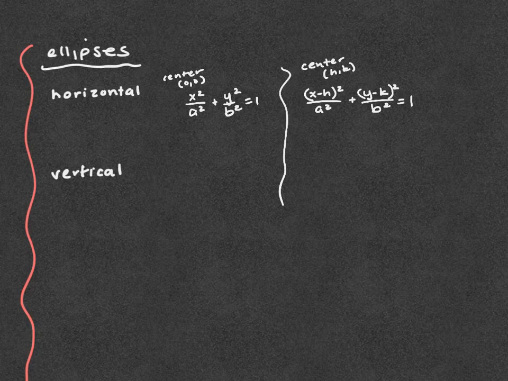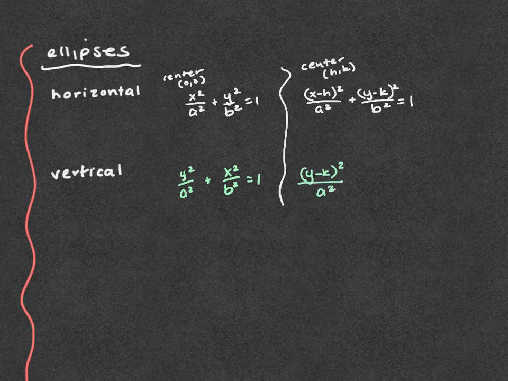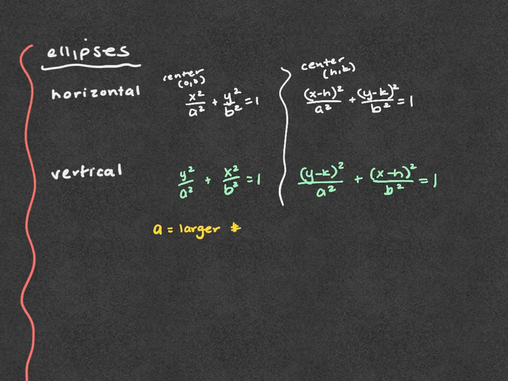The vertical, again, if the center's at 0, 0, would be y squared over a squared plus x squared over b squared equals 1. And (y minus k) squared over a squared plus (x minus h) squared over b squared equals 1 if the center moves off the origin. Remember that your A is the bigger number this time. So it's not always first. The order can be switched with an ellipse. The A is the larger, not necessarily always first.